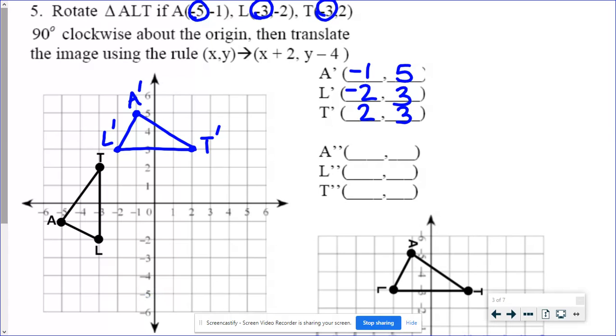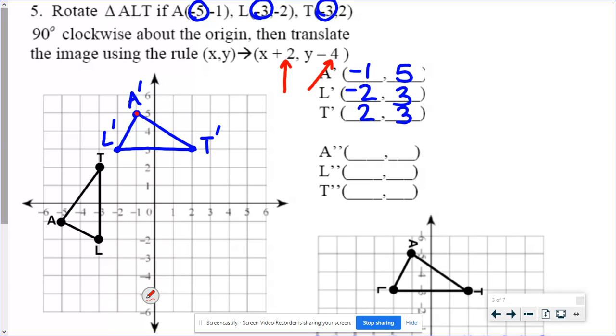Now I want to take that image, those primes, and I want to translate. Again, we've got translation notation. This is saying I'm going to move 2 to the right. This is saying I'm going to move down 4. So you can either do the math with those numbers that we just got, or I can just take each point, move 2 to the right, down 4.